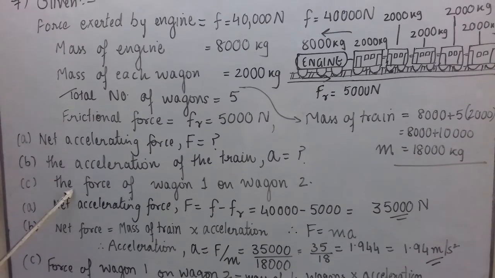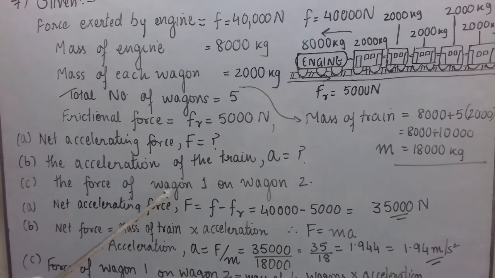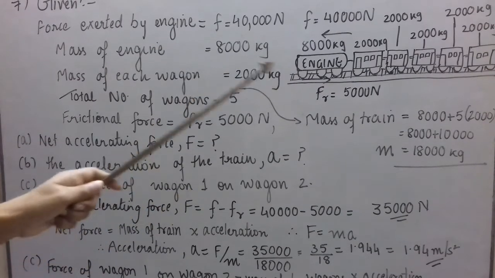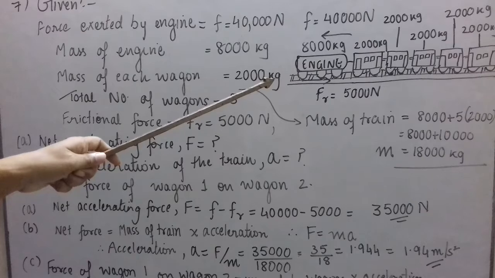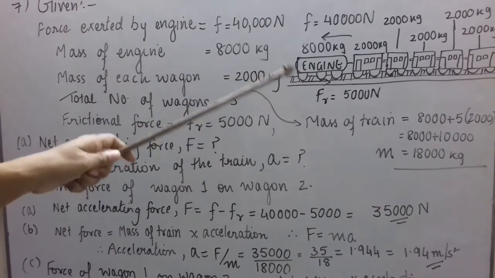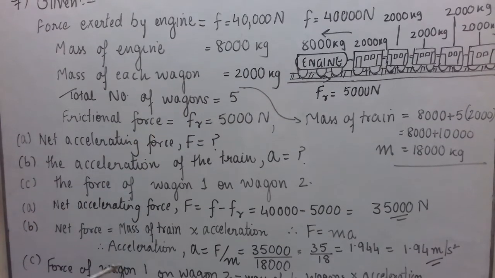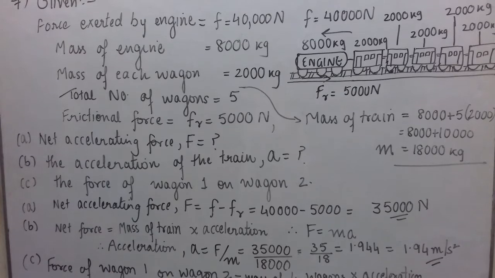C, the force of wagon 1 on wagon 2. Now if we see there, suppose wagon 1 is connected to wagon 2. We are asking what is the force applied by wagon 1 on wagon 2.